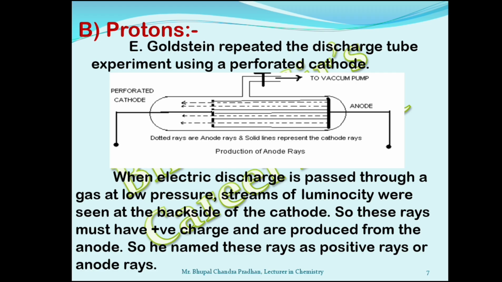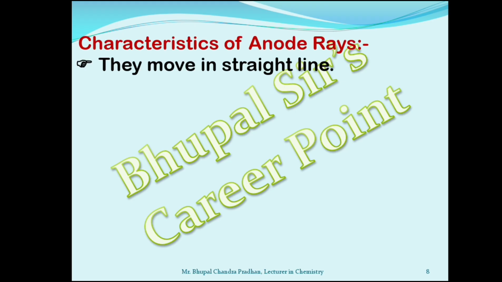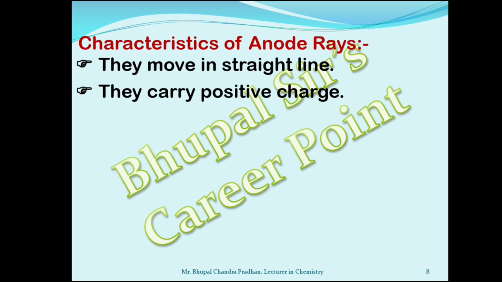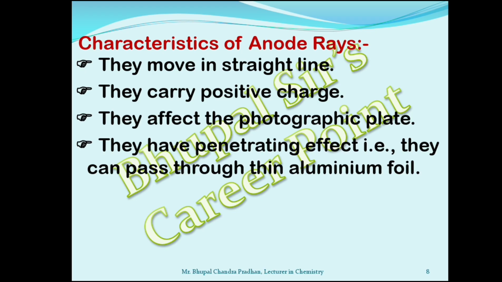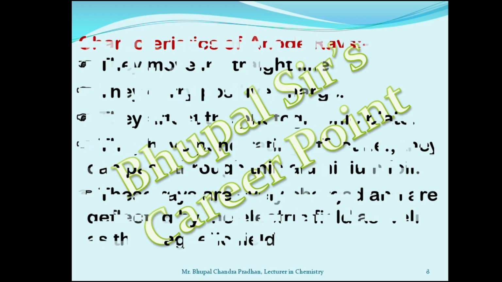So who is the discoverer of anode rays? E. Goldstein is the discoverer of anode rays. Characteristics of anode rays: they move in a straight line because they can create a shadow of an object placed in their path. They carry positive charge because they are deflected toward the negatively charged plate. They affect the photographic plate. They have a penetrating effect; they can pass through thin aluminum foil. These rays are positively charged and are deflected by the electric field as well as by the magnetic field.